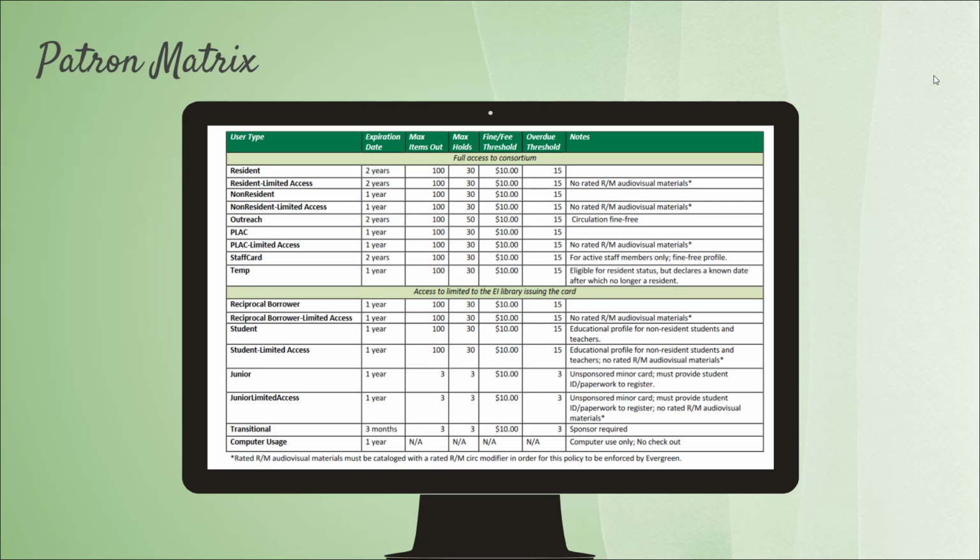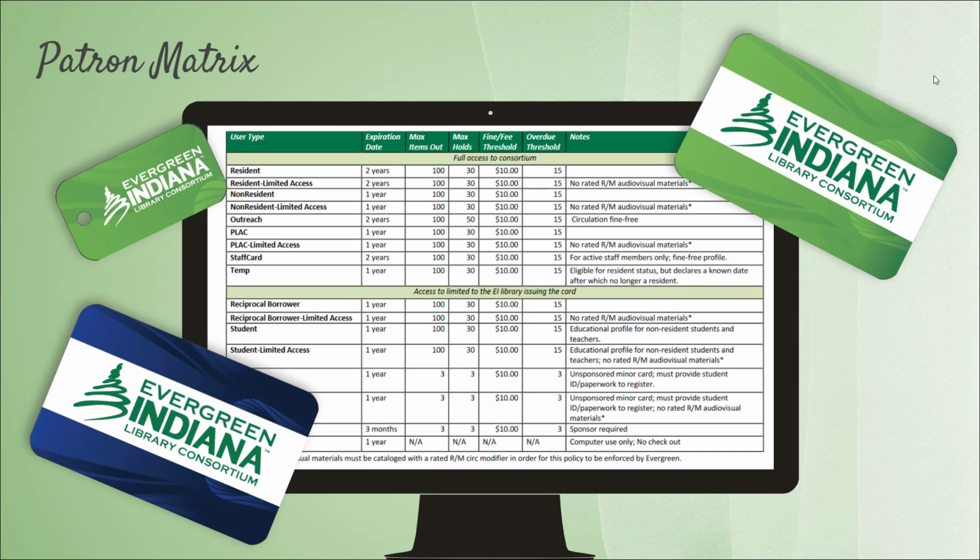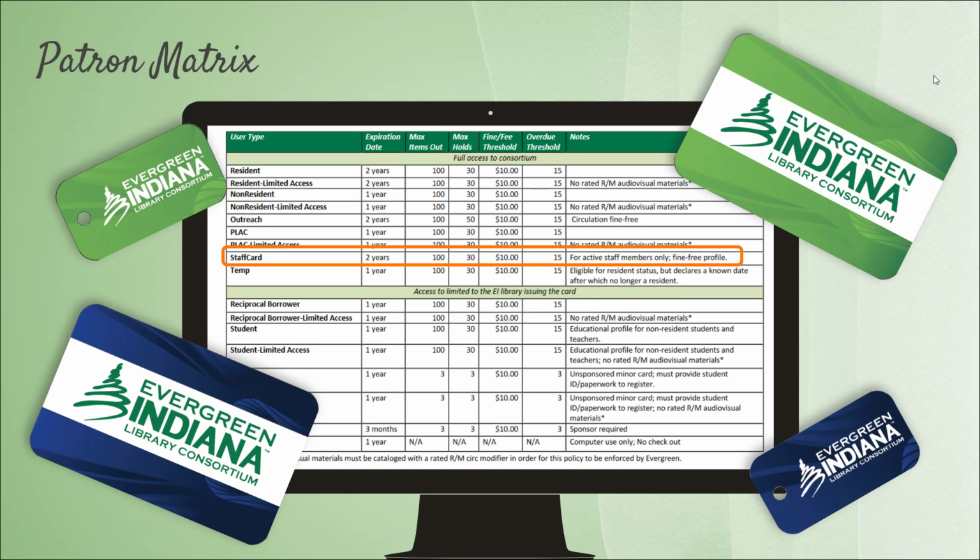The patron matrix lists and describes the various types of accounts that can be created for patrons. Please note that no staff account types are listed in the patron matrix, and no staff person should use a patron profile for their day-to-day work in Evergreen Indiana. Staff cards are for personal use by individuals employed at Evergreen Indiana libraries and are a privilege that may be extended by their employer. We will discuss the distinction between staff accounts and staff cards in the Staff Interfaces video.